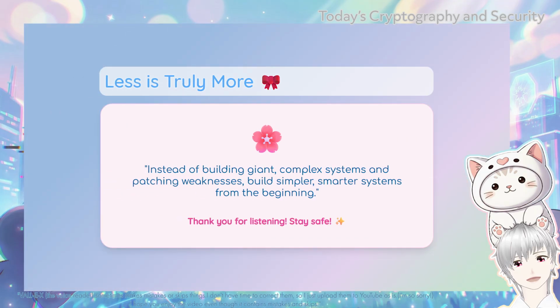To wrap things up, this paper totally changes how we think about artificial intelligence security. Instead of building giant, complex systems and then trying to patch their weaknesses, we can just build simpler, smarter systems from the very beginning. Less is truly more in this case, as long as you choose the right kind of less. I think it is a wonderful lesson not just for technology, but for life too. Sometimes keeping things simple is the strongest choice you can make.